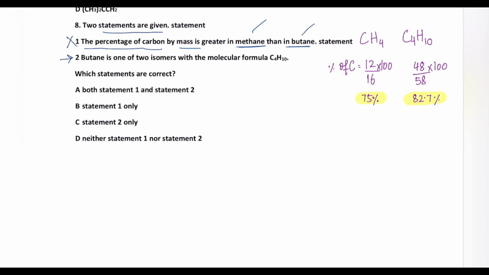Next statement is, butane is one of the 2 isomers with the molecular formula C4H10. Yes, this is the right statement, as for 4 carbon atoms, but is used as the prefix, and as it is an alkane, the names end with ane. So butane is one of the isomers with the molecular formula C4H10. Option C is the right answer. Statement 2 is only correct.